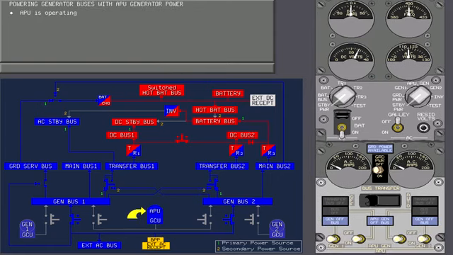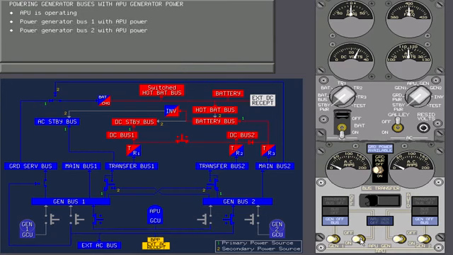The APU has just reached normal operating speed. Now power generator bus 1 with APU power. Touch the correct switch. Now power generator bus 2 with APU power. Touch the correct switch.